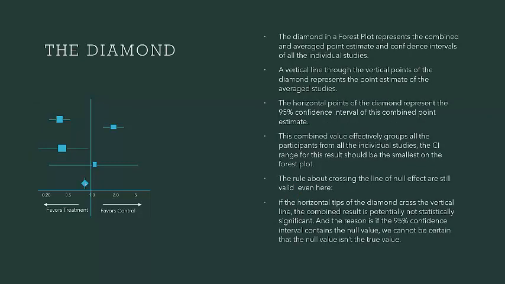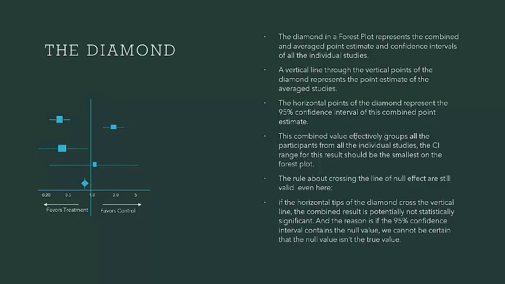This diamond over here represents the combined and averaged point estimate and confidence intervals of all the individual studies. A vertical line through the vertical points of the diamond represents the point estimate of the averaged studies. The horizontal points of the diamond represent the 95% confidence interval of this combined point estimate. This from here till here.